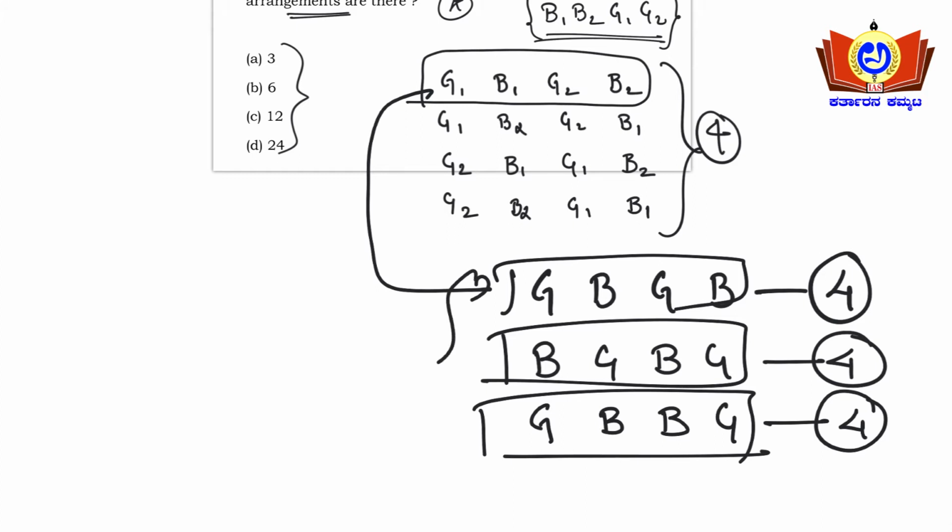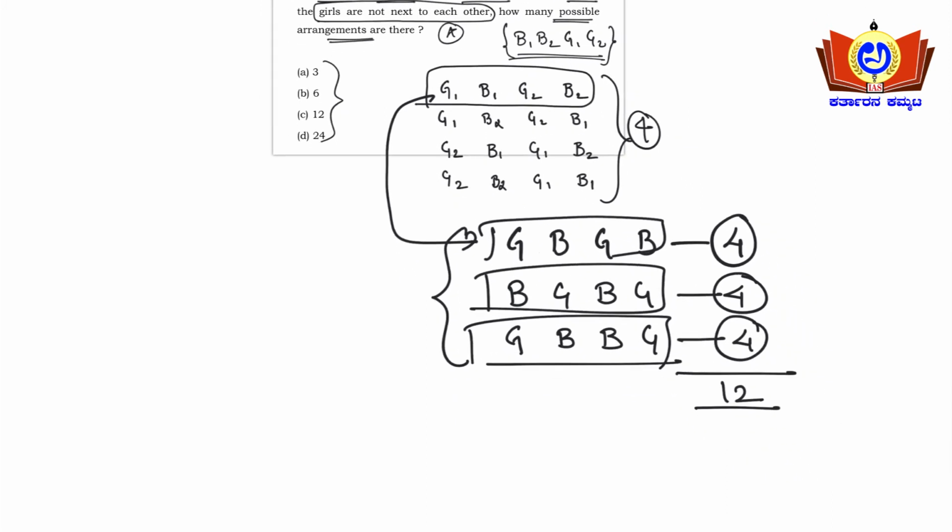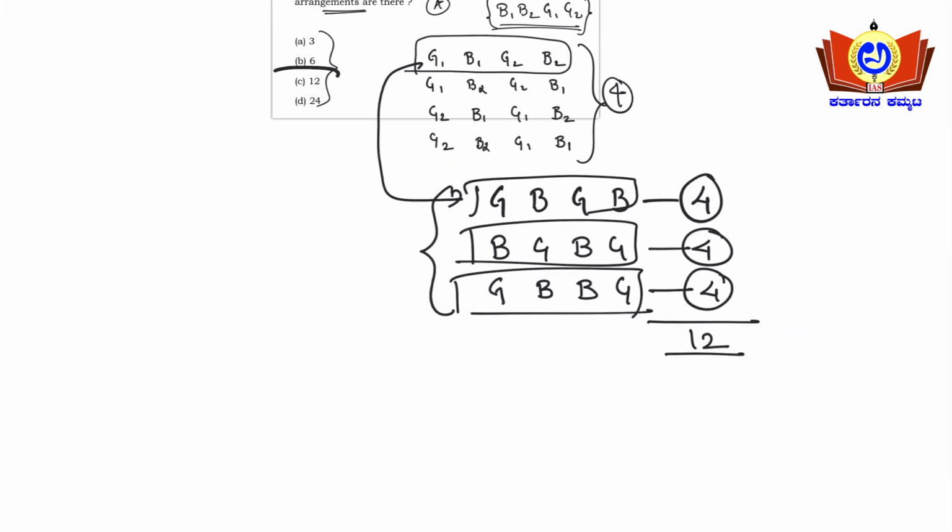So there are 3 different patterns here. So each will be having 4 possibilities. So the answer will be 12 here. Okay, if at all you want, I'll write here. See here, but the shortcut you need to understand. This option C is the right answer here.